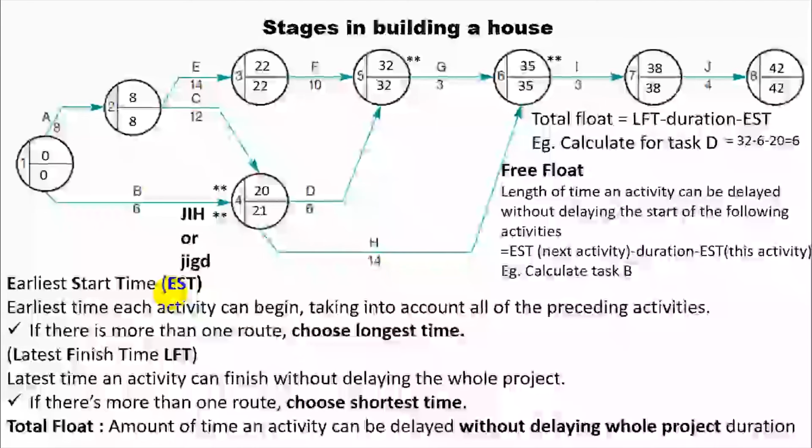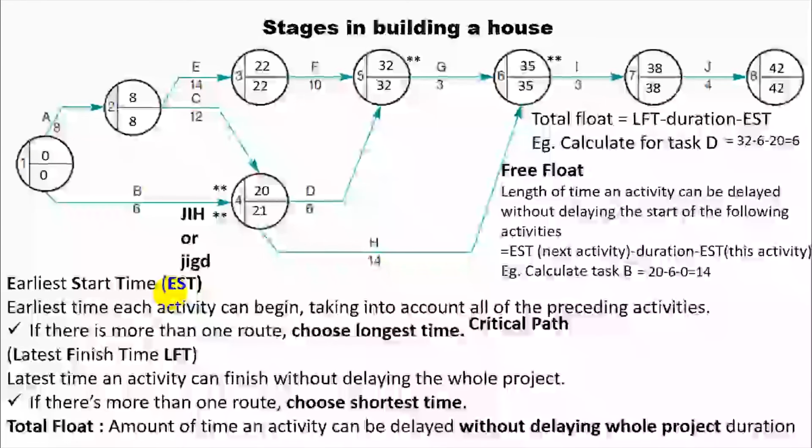Free float is the length of time an activity can be delayed without delaying the start of the following activities. So free float is only related to certain activities. The formula is EST of the next activity minus duration minus EST of this activity. So for example, activity B. Let's calculate the free float. It's 20 minus 6 minus 0, which is 14.